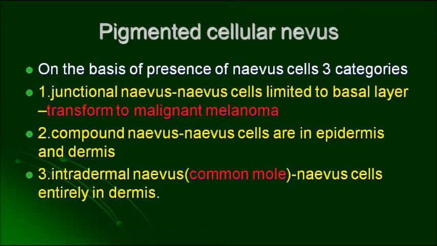So what are the nevus cells? Nevus cells are actually abnormal melanocytes. Based on the presence of the nevus cells, where they are present, within the epithelium or within the connective tissue, it is divided into junctional nevus, compound nevus and intradermal nevus.